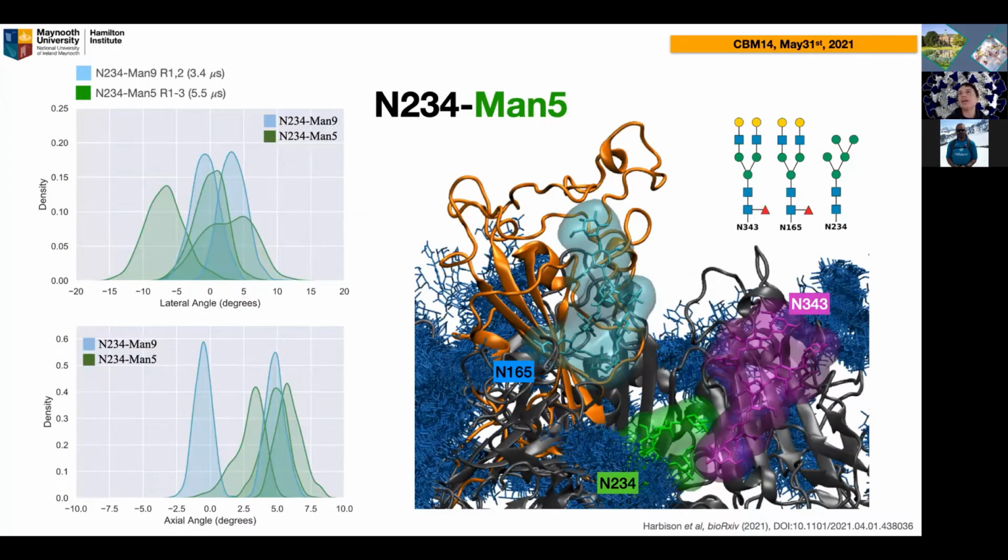As we predicted, the simulation here counts for over 5.5 microseconds, this is just production that is counted. And here, compared against the MAN9, it shows a higher instability, or rather higher dynamics, of the spike RBD that is mobile. To note, this trimer folds quite tightly, so the angle variations are subtle, in terms of this axial angle and lateral angle that we chose as coordinates to analyze these MDs.